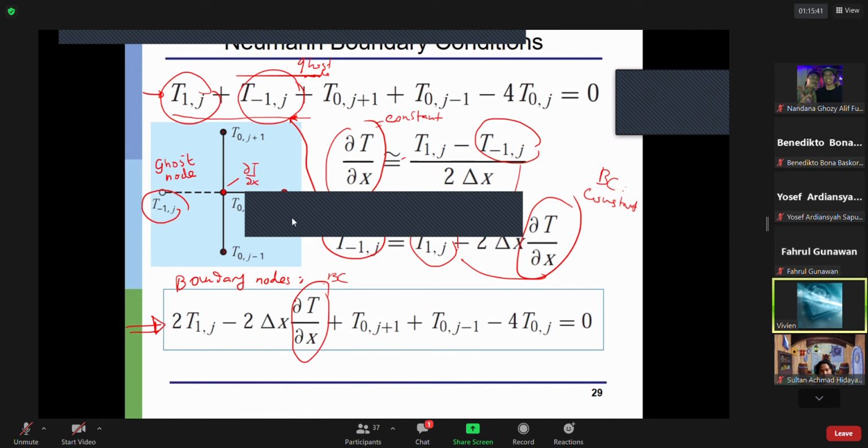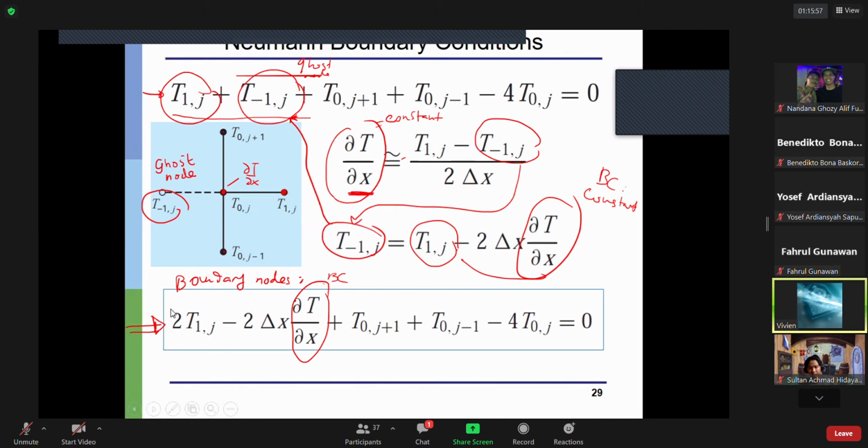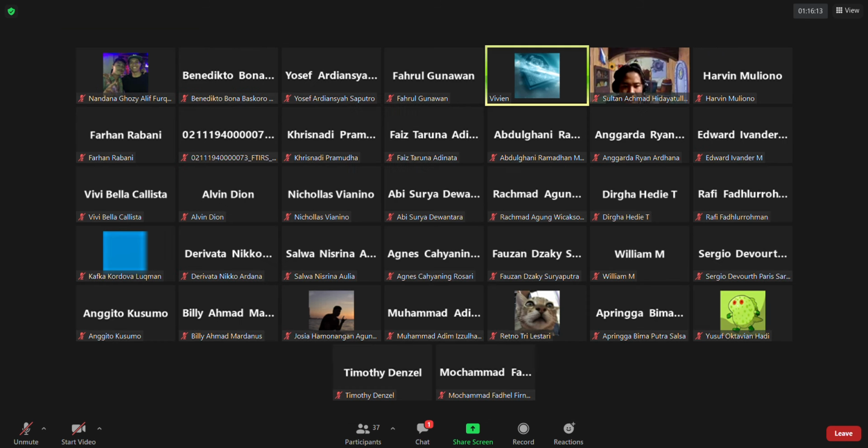We have discussed the use of the Dirichlet boundary condition, which is straightforward because we have the value, so we can insert it directly for the calculation in the interior points. But if we have the Neumann boundary condition, we also need to calculate the value of the temperature here in the boundary node, so we can use this equation. Okay, so that will be for PDE, for elliptic equations. Any questions?